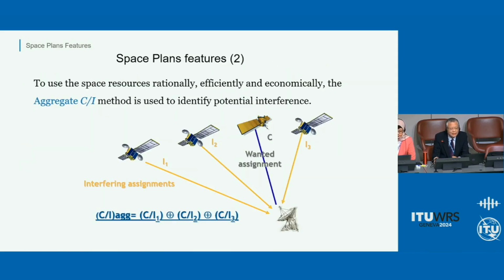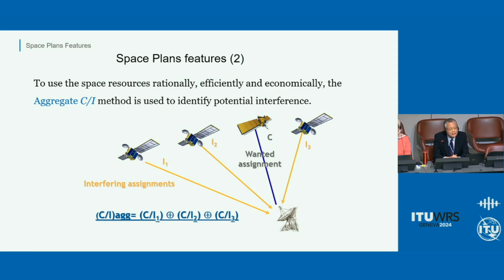Another feature which is different from non-plan is the way of calculating interference, in evaluating the interference among systems. In non-plan bands, we calculate the interference one-to-one. So we have a wanted satellite network and an interfering network. We calculate the interference between them. We look at the change of the delta T over T value. So it's considered one network to another satellite network.